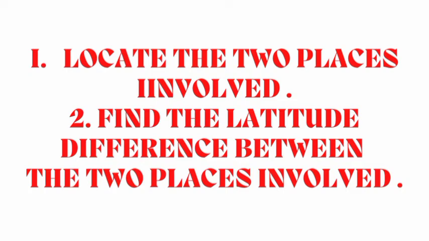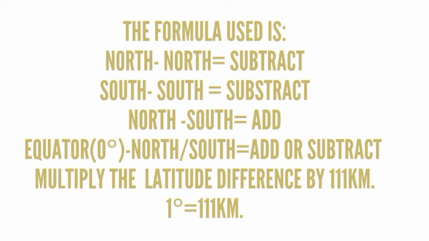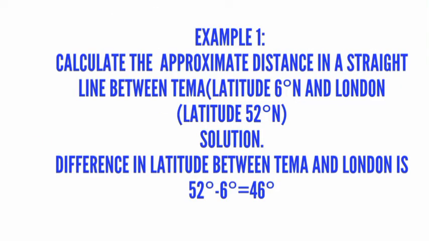Now, to further illustrate how we can arrive at the exact distance between two places, we use the formula. If they are on the same hemisphere, north-north or south-south, you subtract. If they are in different hemispheres, north-south, you add. And if one is on the equator, you either add or subtract. Then what next do we need to do? We multiply the latitude difference by 111 kilometers. The formula is 1 degree is equivalent to 111 kilometers.